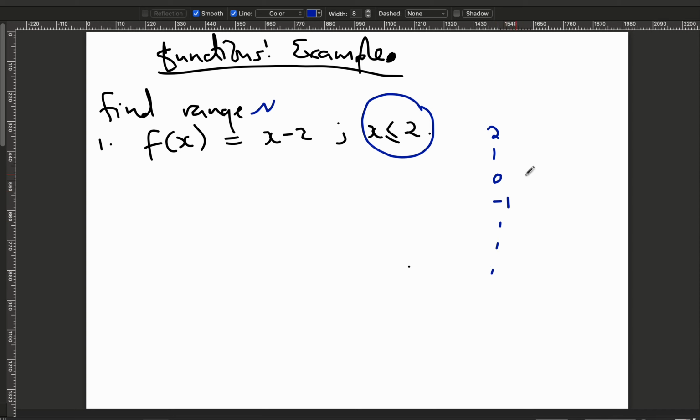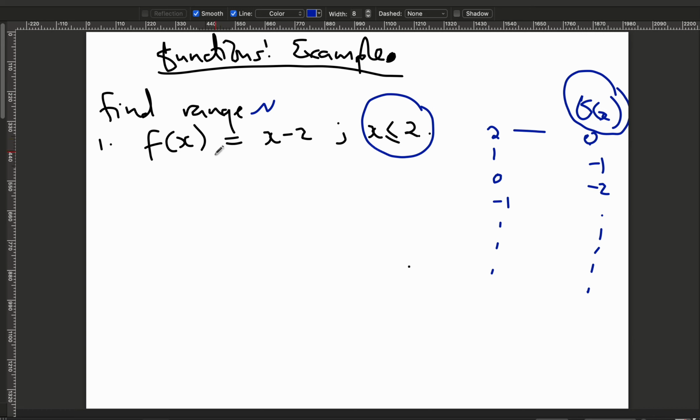Right? So in this instance, if the value of x is 2, the value of f of x is going to be 0. If x is 1, this is -1. If x is 0, then f of x equals -2, and so forth. So at the end of the day, I'm seeing that the corresponding values of y are always going to be less than or equal to 0.